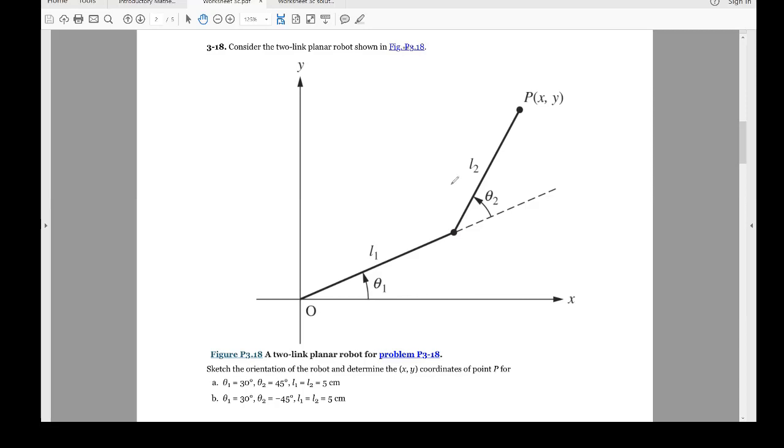First, we start off with this triangle, okay? Because once I find information out about this triangle, then I know what this point is, right? So this is 30 degrees. This is 45 degrees. And L1 and L2 are both 5. This is 5. And this is 5.